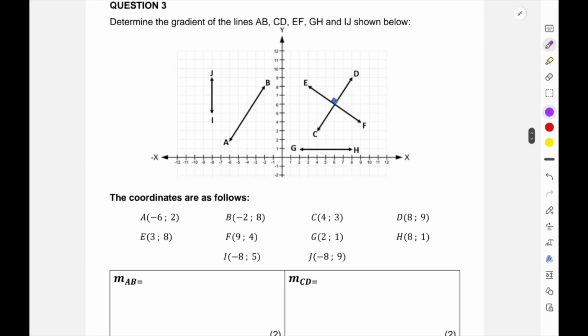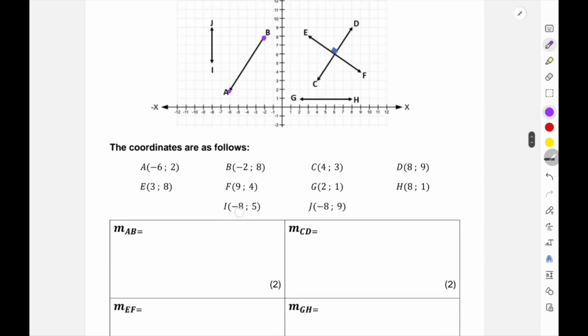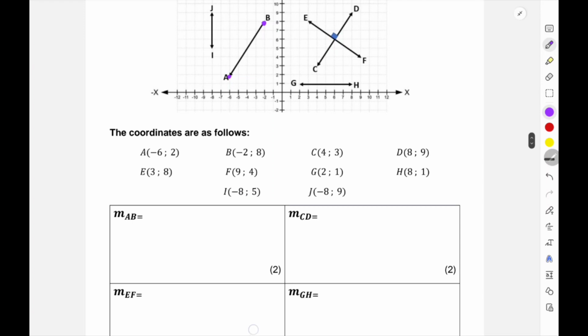So the gradient of AB, and they've given me those coordinates luckily, so I didn't have to go and read it off. But the gradient, remember, is the change of Y over the change of X. It's 8 minus 2. So the gradient of AB is 8 minus 2 over, please, where you started. If you started with 8, you have to start now with negative 2 minus what? Minus 6. So please be careful for the double negative.